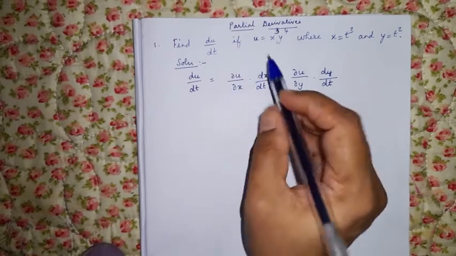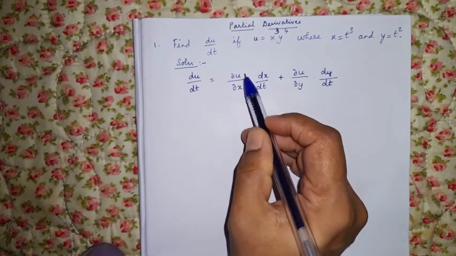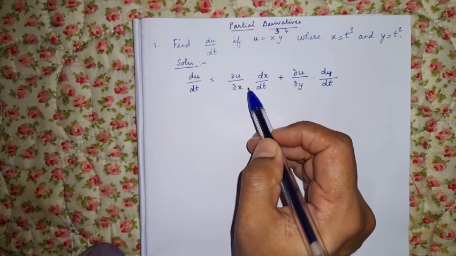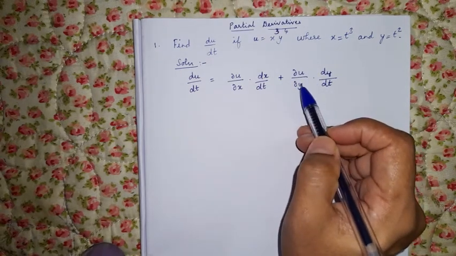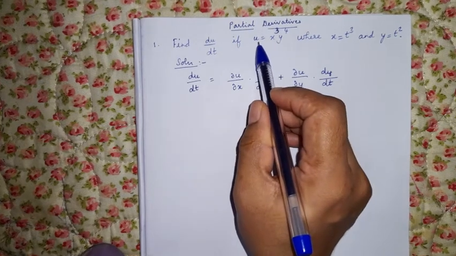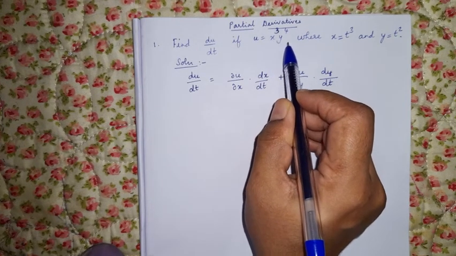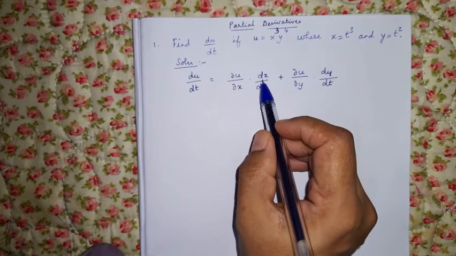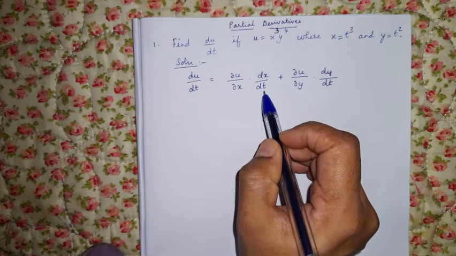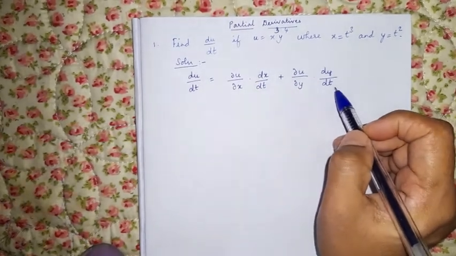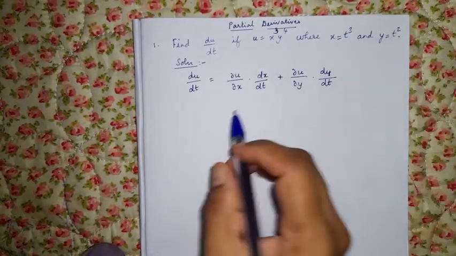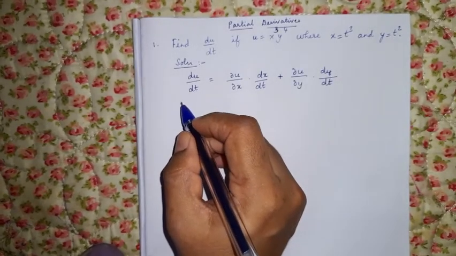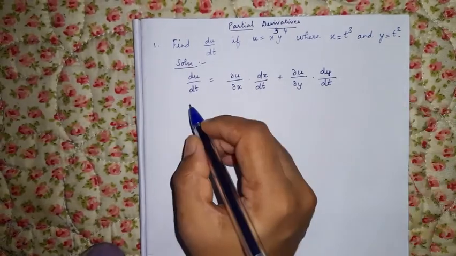Now you are taking partial differentiation of u with respect to x and partial differentiation of u with respect to y, because u is a function of both x and y. You are taking the total derivative for x and y because you have x and y only in terms of t. Now just find these values.